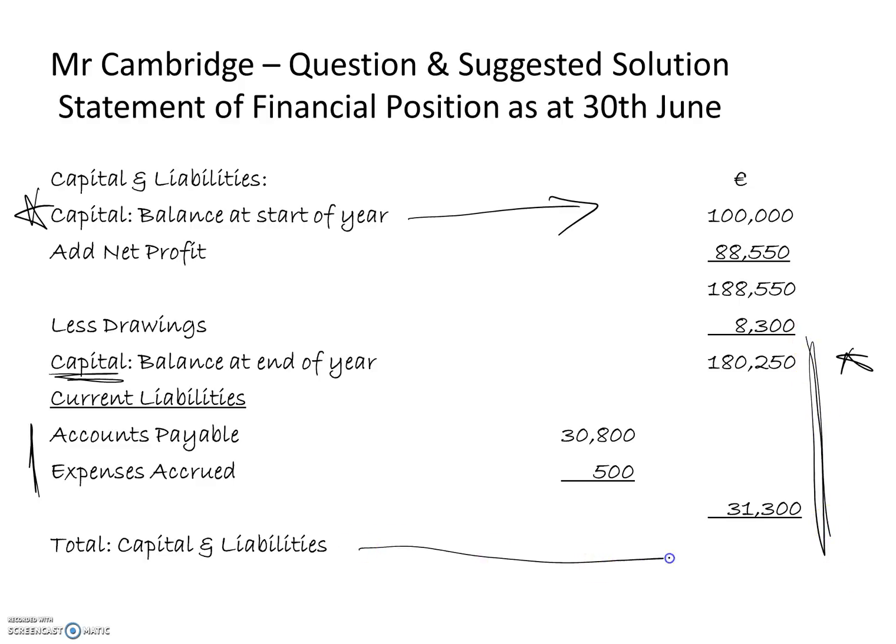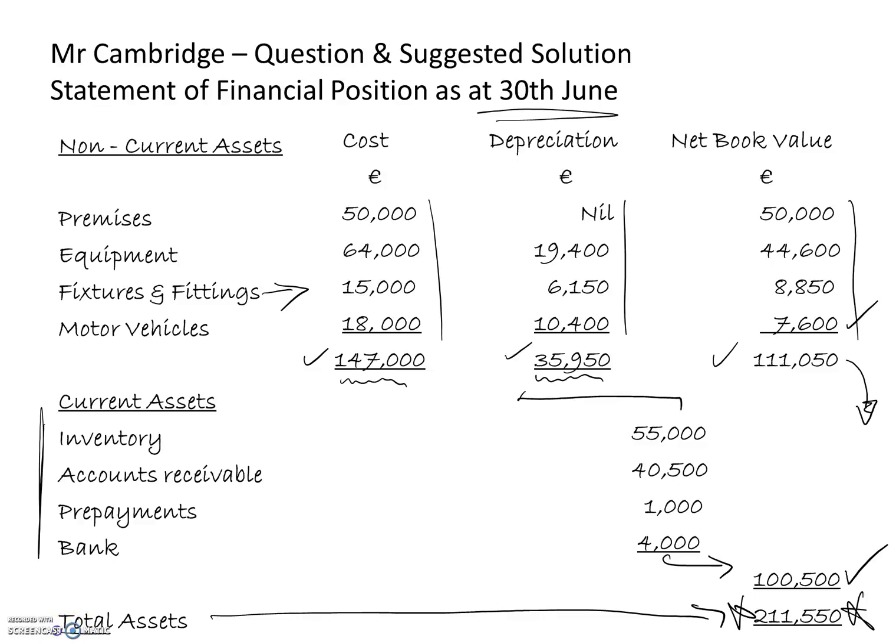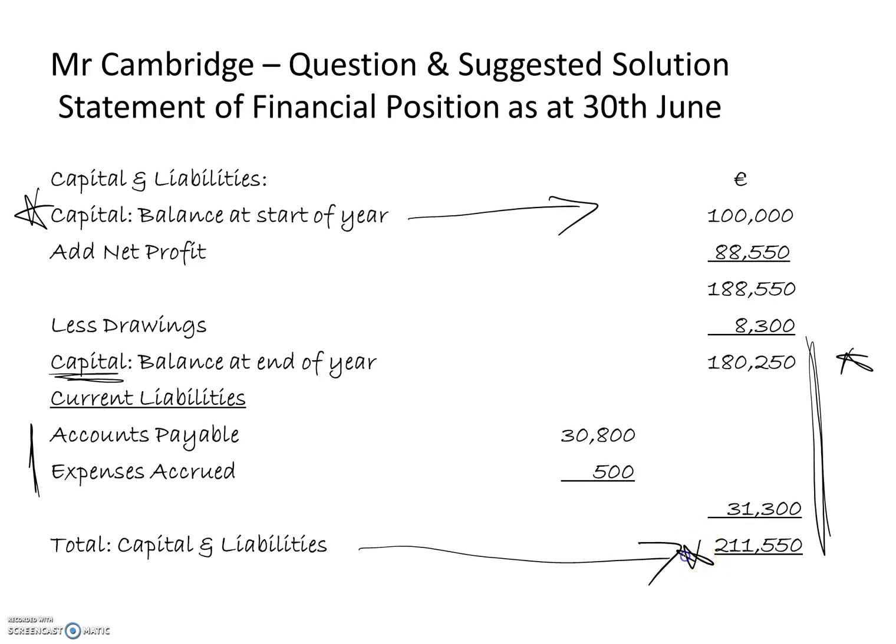So what I'm going to get now is a total of my capital and my liabilities, which comes to 211,550. Now, just checking. Total assets, we can see here, come to 211,550, and total capital and liabilities come to 211,550, and they always have to. If they don't balance, you've made a mistake.